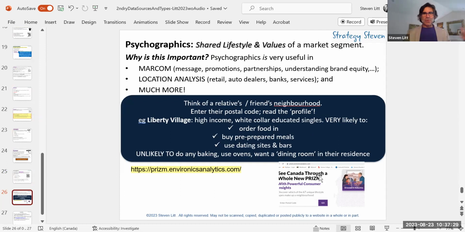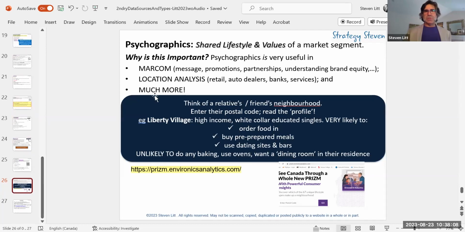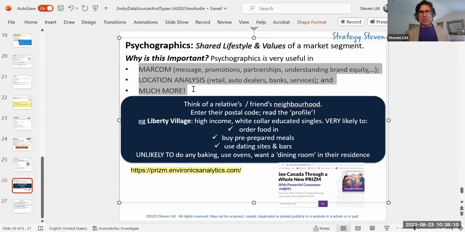So think of a relative or friend's neighborhood, enter their postal code, and you'll find out that these psychographic data suppliers will tell you all about what's typical behavior and values and life stage in that neighborhood. So are they urban bohemians who are counterculture types and against brands, or are they more conservative aspirational types who try to check the box on more education and get the luxury brand cars as the top priority in their life? Or are they soccer parents whose whole life revolves around their preschool kids or their school age kids? Each one of these is going to be potentially an opportunity to customize your marketing communications.